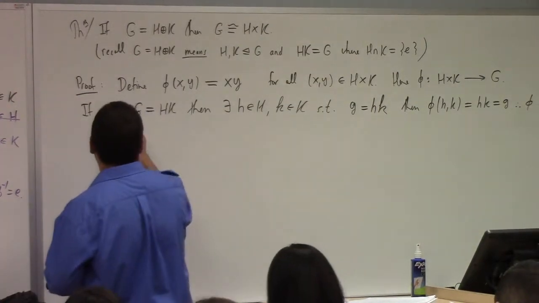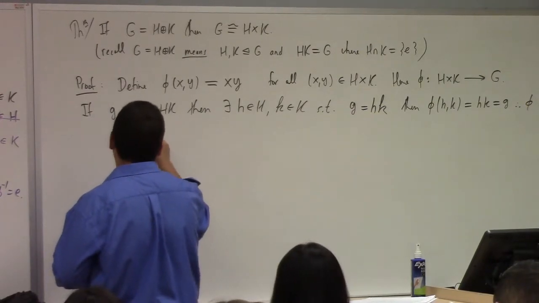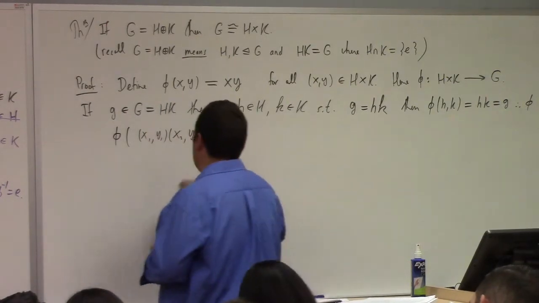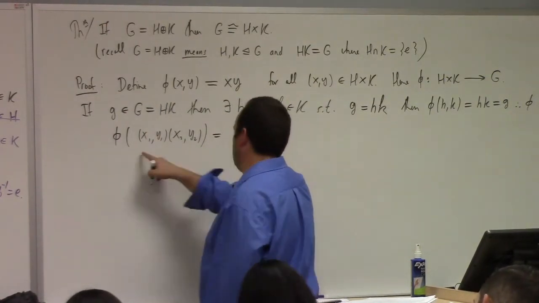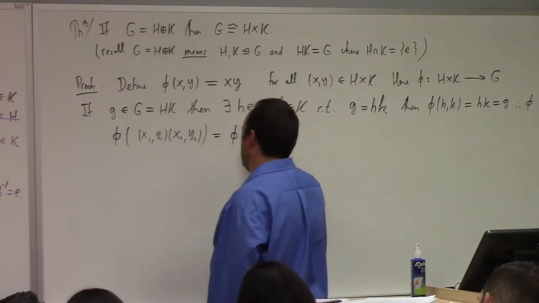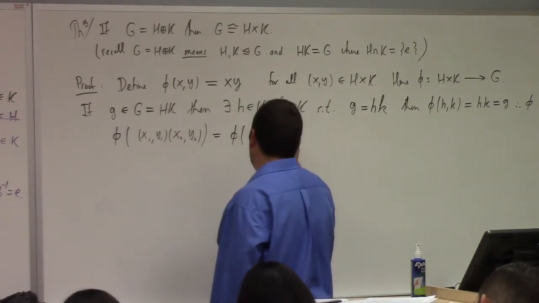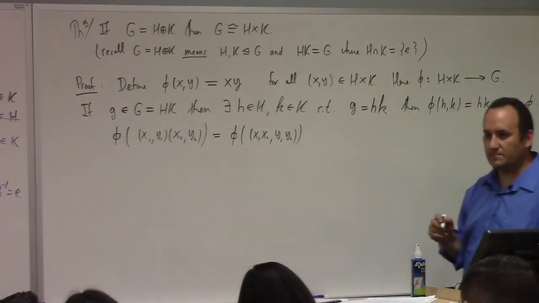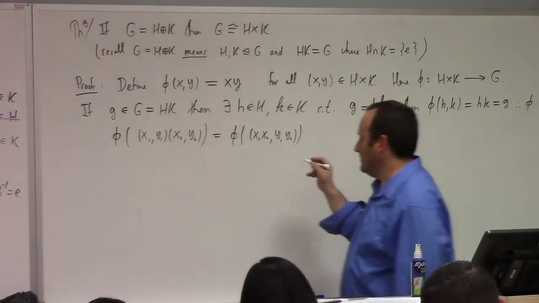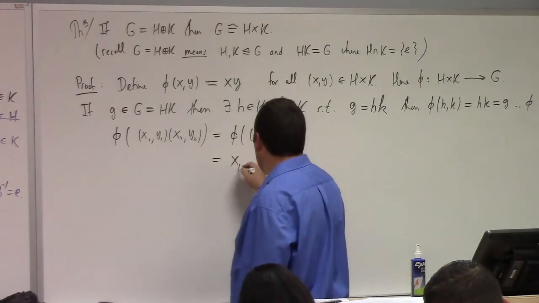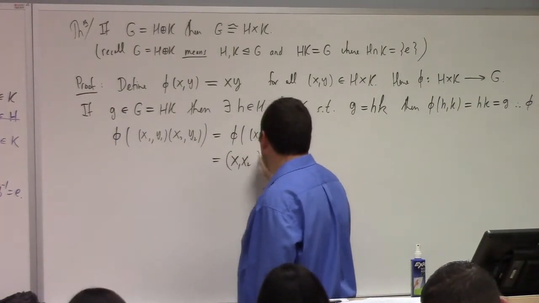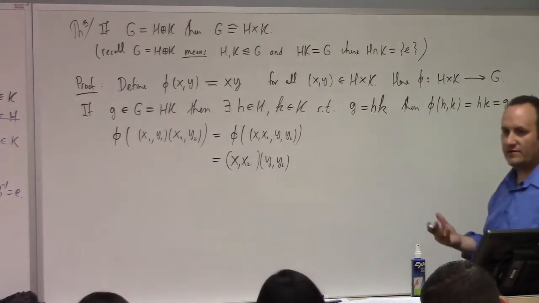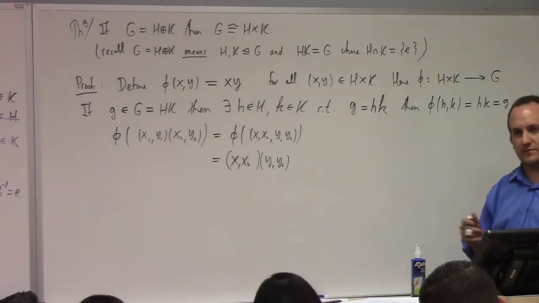So if we look at phi of (x1, y1) times (x2, y2), how do we do that? So the multiplication in here, how's it go? By definition, (x1 x2, y1 y2), right? That's how we multiply in the direct product. And then by definition of phi, thanks to Emily, this is x1 x2 times y1 y2. Yeah? Where x1 and x2 are from H and y1 and y2 are from K.